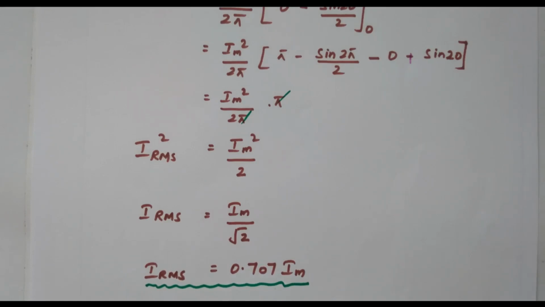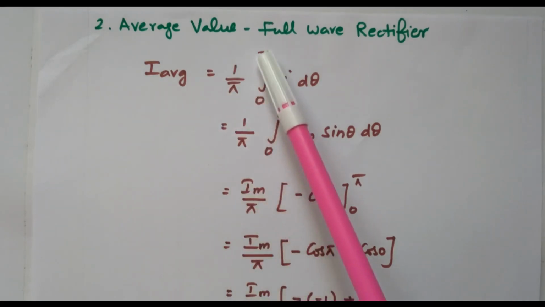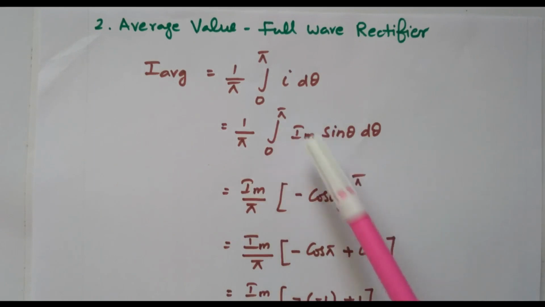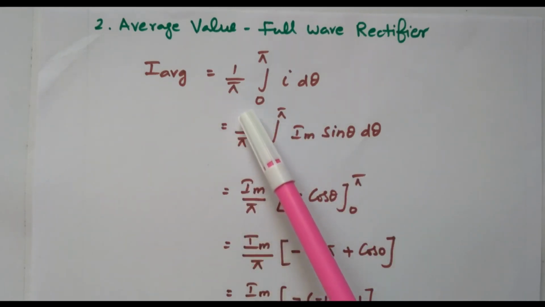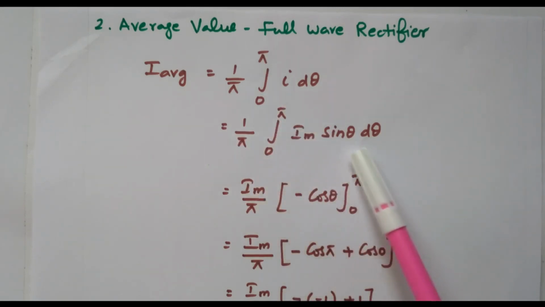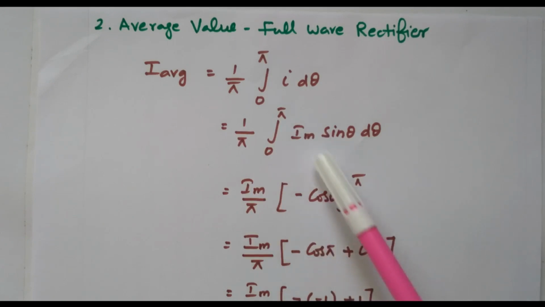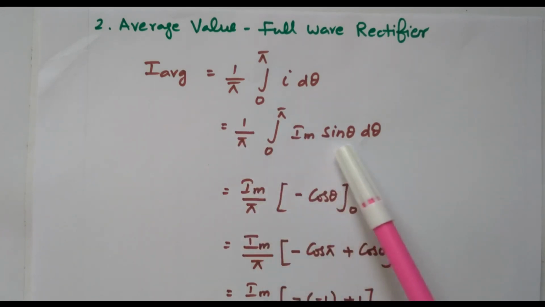Now we'll go to the average value. For the average value, the formula is 1 divided by pi, integral from 0 to pi of i d theta. Because of symmetry, we consider only pi. Now substitute the value: 1 divided by pi, 0 to pi, i is nothing but Im sin theta d theta. You take Im outside because it is a constant, Im by pi. The integral of sin theta is minus cos theta.